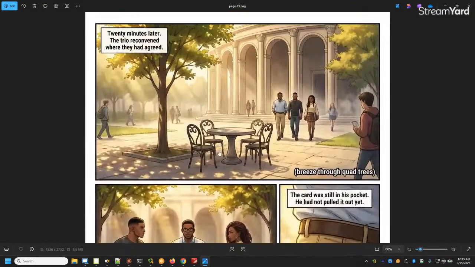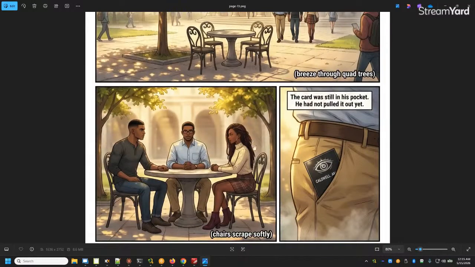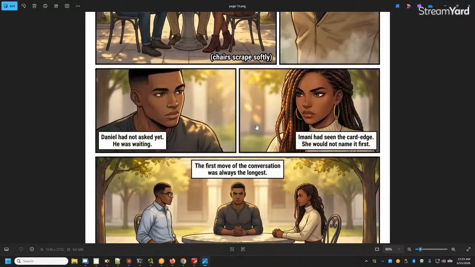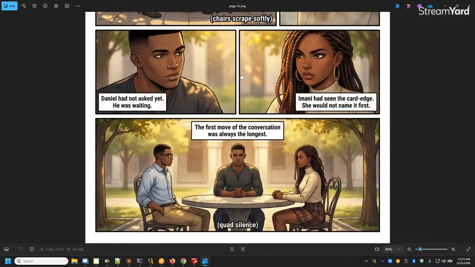Okay, and they talk about their guild placement. Twenty minutes later, where they had agreed, the card was still in his pocket. He had not pulled it out yet. Then it had not asked yet. He was waiting. Imani had seen the card edge. She would not name it first. So they both know that he's being approached by the Sentinel Order.